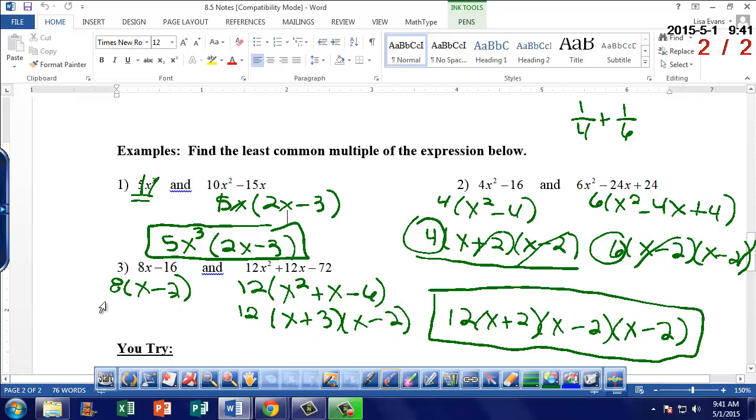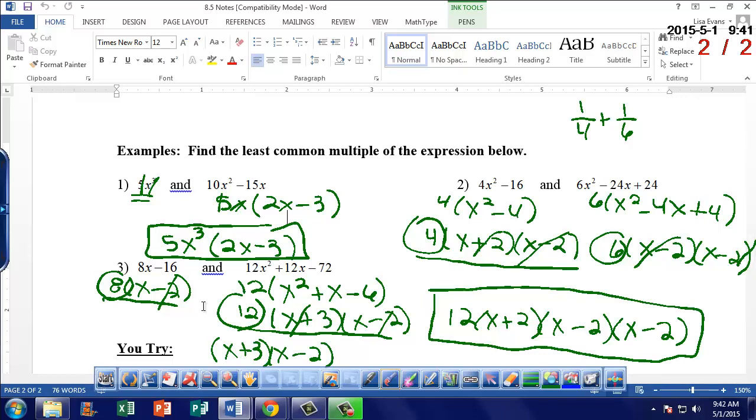Okay, so here's what I'm looking at. I'm looking at this term and this term. Okay, they both have an x minus 2. So I'm going to go ahead and write that down. Now, this one has an x plus 3. This one's missing it, so I know I need that. Cross that off. Now, I have an 8 and a 12 left. So I want to look for the least common multiple between those. What can I make if that was my denominator? If I was adding 1/8 and 1/12, what would I need to make that denominator? Well, you can make it a 24. If I take 8 times 3, I get 24, and if I take 12 times 2, I get 24. This would be my least common multiple.